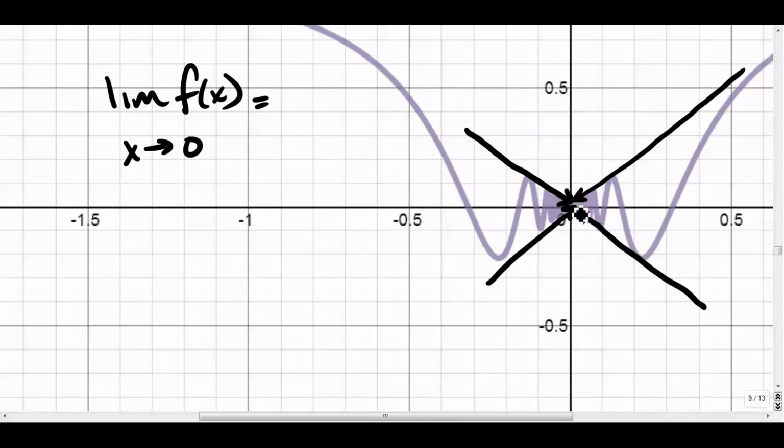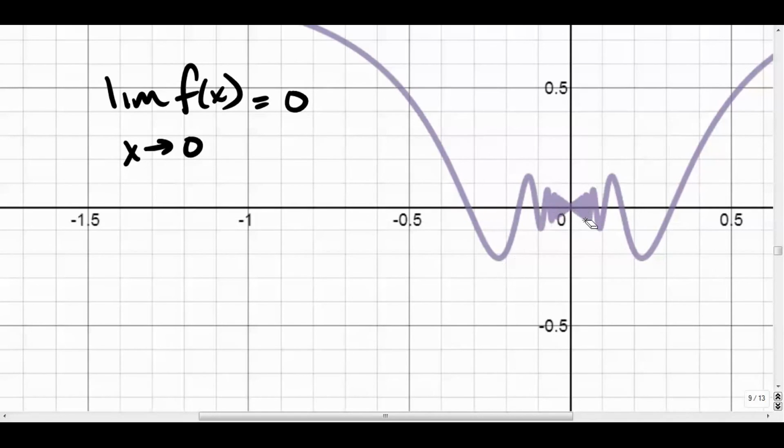If you look from the left, it approaches 0. From the right, it approaches 0. So this graph has a limit of 0, because the damping effect is getting smaller. It's kind of like decaying, if you will, towards 0. That's kind of an interesting one.